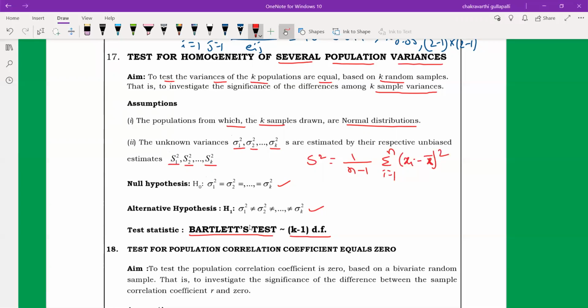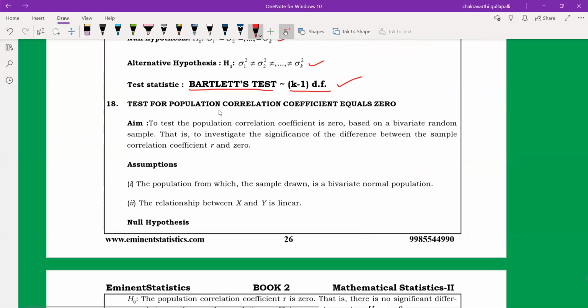So the main questions in this one: what is the null hypothesis? What is the main assumption? The k samples are drawn from the normal population. What is the null hypothesis? There is no significant difference between the k population variances. Which test is suitable for several population variances? The answer is the Bartlett test. What is the degrees of freedom? K minus 1 degrees of freedom. No need to take the example.